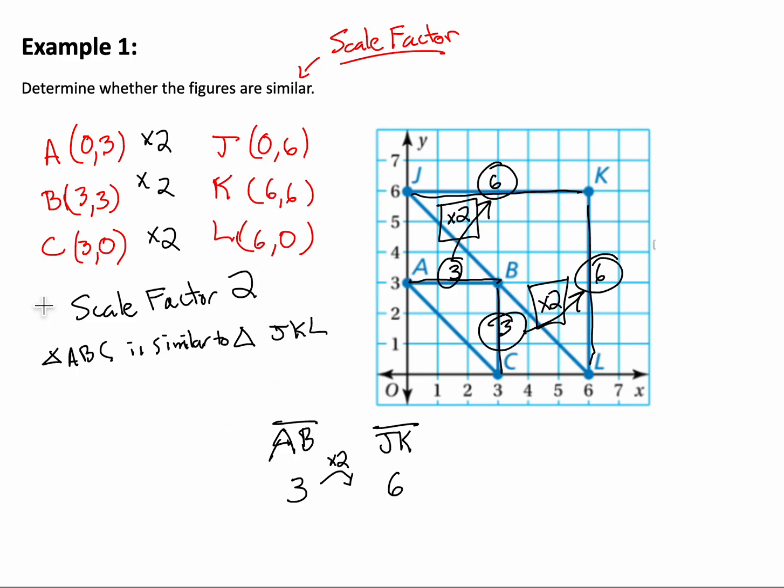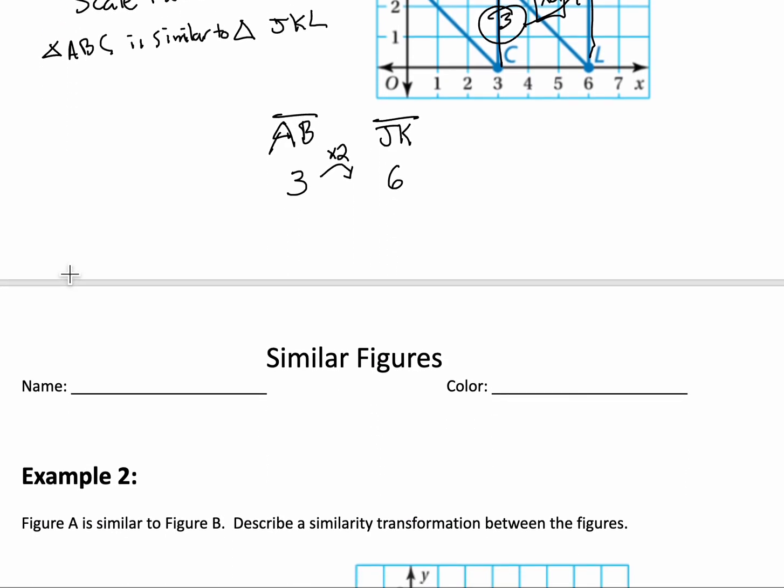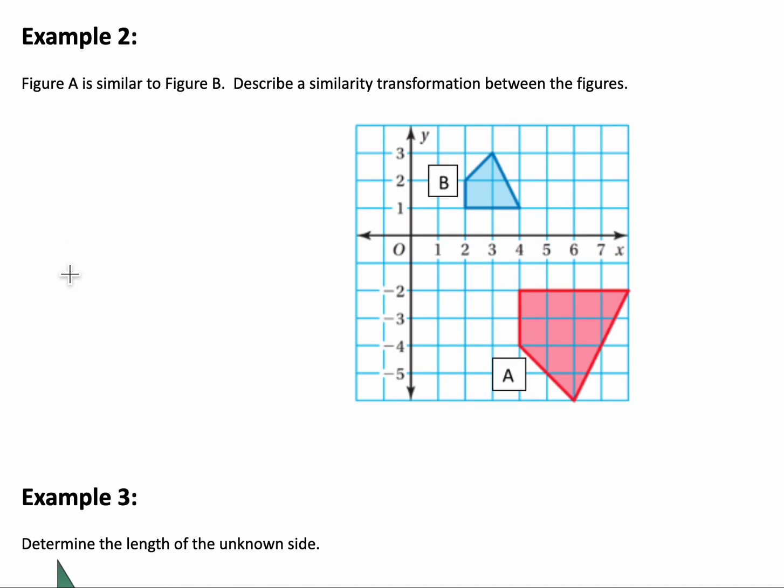If we take a look at example 2, example 2 says figure A is similar to figure B, meaning A to B. All right, so describe a similarity transformation between the figures. We're going to start with our red one. Our A is the first one, so we're going to look at A.